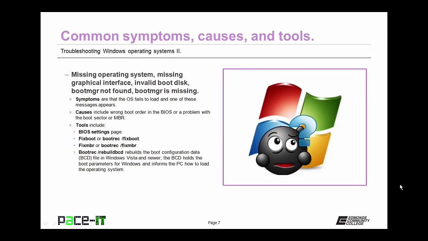Now the causes for this can be the wrong boot order in the BIOS or a problem with the boot sector or MBR. Tools to fix it include the BIOS settings page, the fixboot or bootrec with fixboot command, the fixmbr or bootrec with fixmbr command. Finally, you might need to run the bootrec with rebuildbcd command. That's the boot configuration data file. Those are in Windows Vista and newer operating systems, and the BCD holds the boot parameters for Windows and informs the PC how to load the operating system.